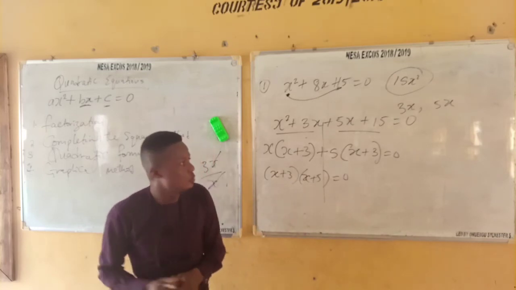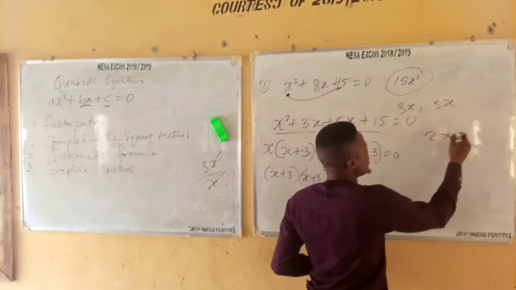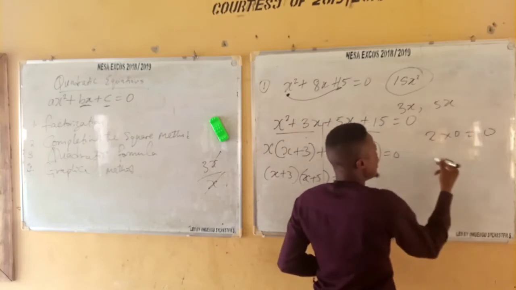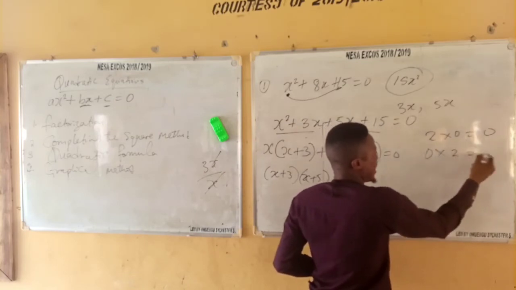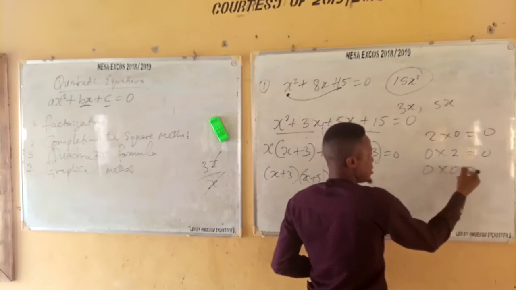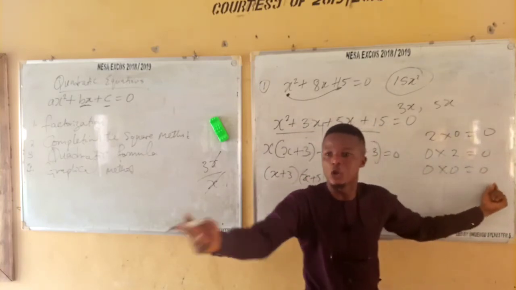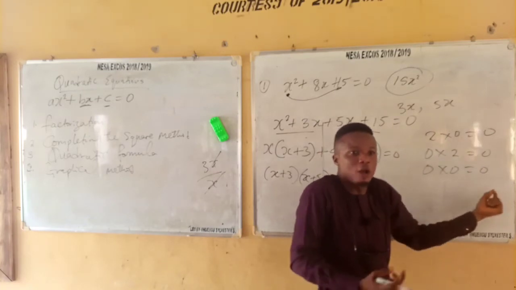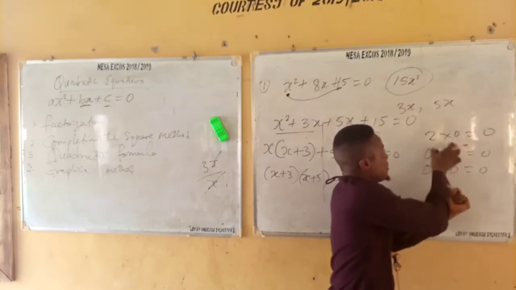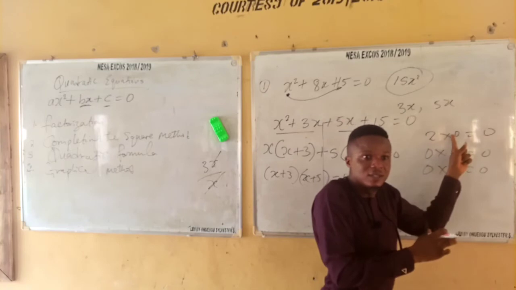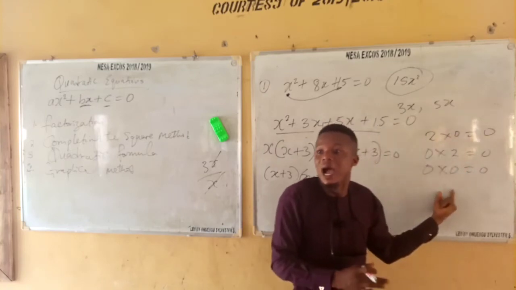Okay, now let me ask you. If I have 2 times 0, what will I get? 0. If I have 0 times 2, what will I get? 0. 0 times 0 is what? 0. This means that for you to get 0 as a product, one of the numbers that are multiplied together must be 0, or both of them are 0.